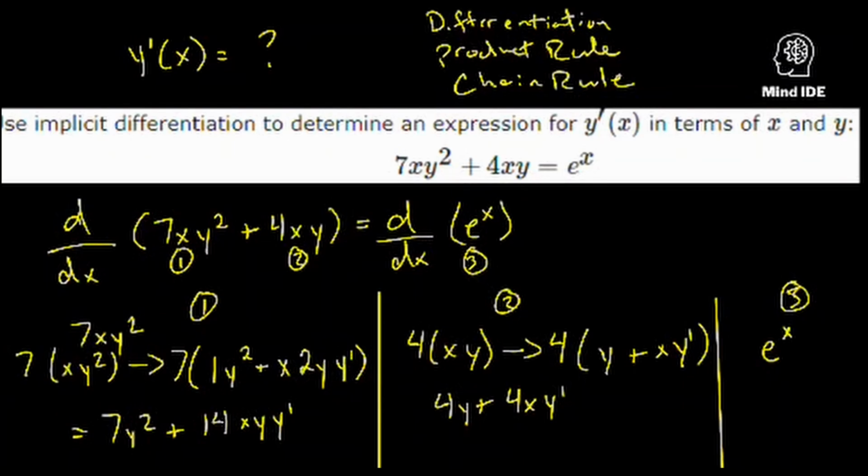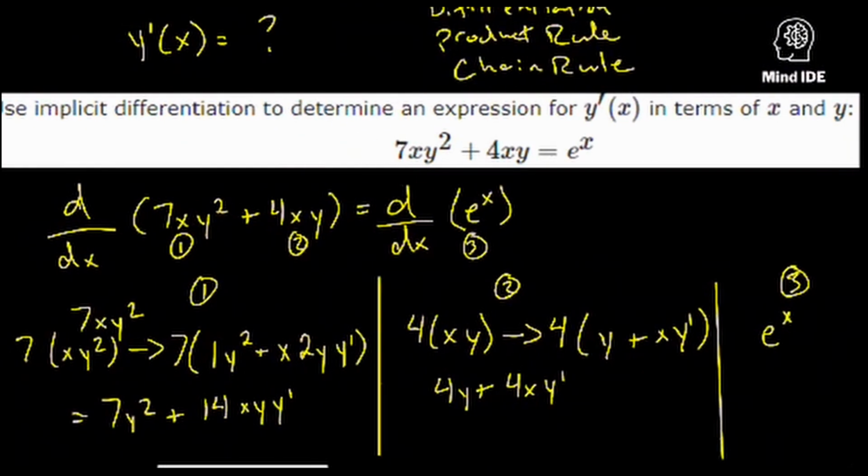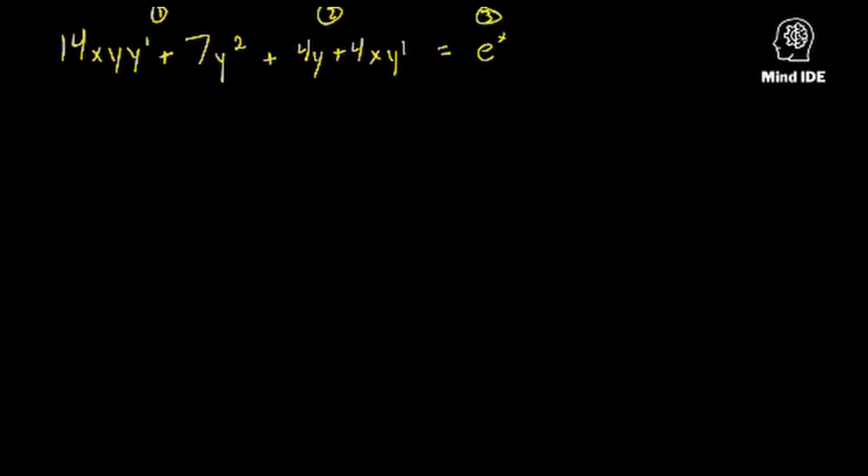So let's write that out. Okay, so we've got 14xy y prime plus 7y squared, plus 4y plus 4xy prime equals e to the x, which was part 3. So we just wrote that out.